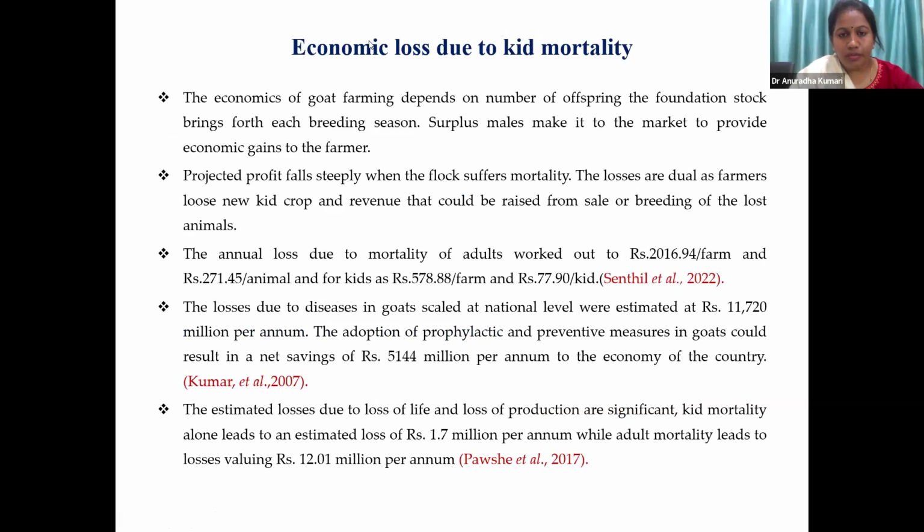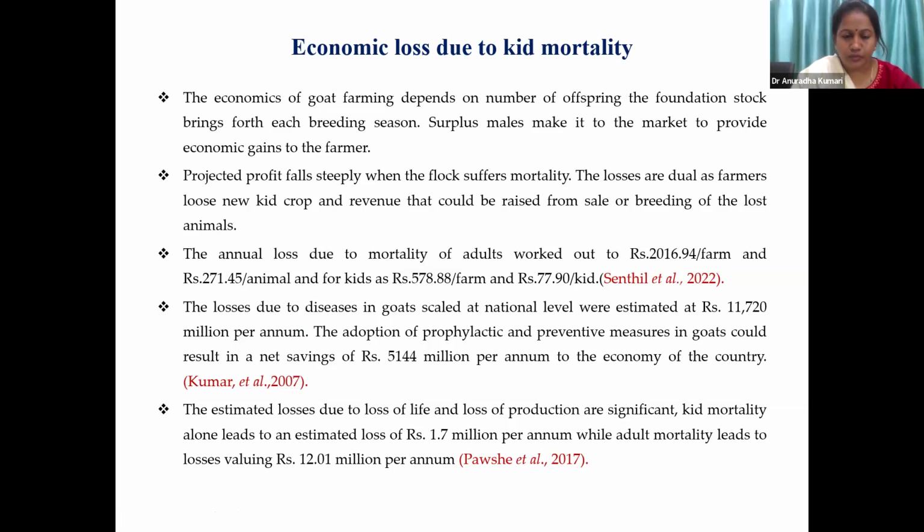If we see the economic losses due to kid mortality, first, goat contributes to the farmer economically in two ways. First, by giving offspring at every breeding season, and second, by selling surplus males. If there is kid mortality, it leads to two types of losses: losses due to the new kid crop and losses due to the males that can be sold and that help in generating revenue.